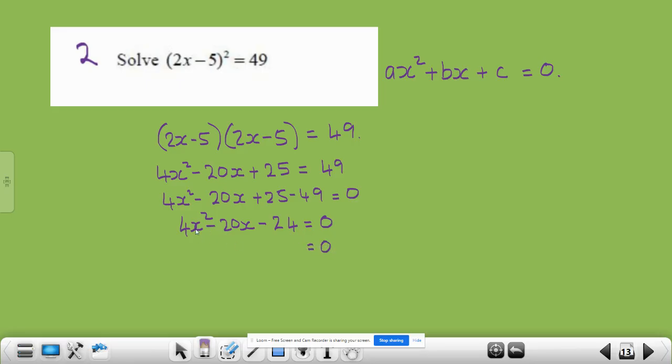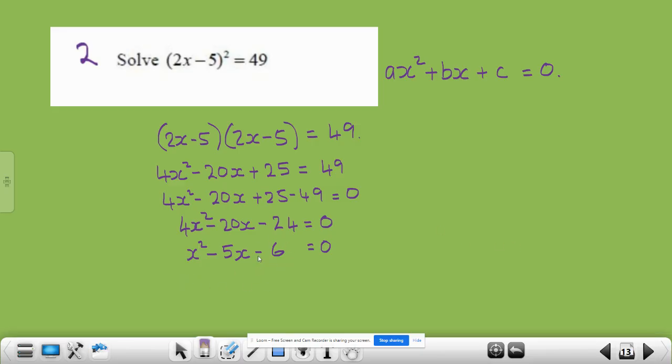But on this side, we would then get x squared. And then minus 20x divided by 4 would become minus 5x. And minus 24 divided by 4 would give us minus 6 equals 0. And there we have something that looks much easier to work with and perhaps can even be factorized. So let's have a look.